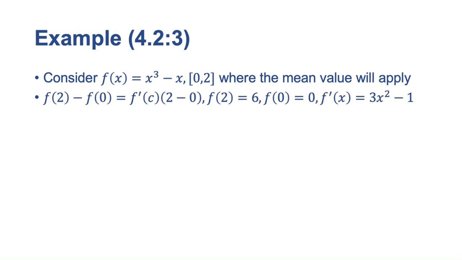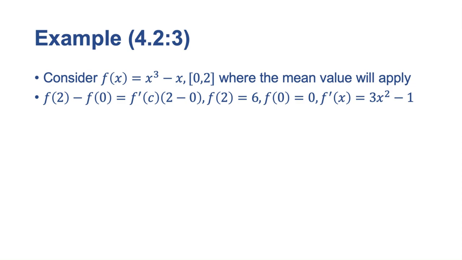So we're going to take f of 2 minus f of 0 equals f prime of c times 2 minus 0. Now, of course, we are going to want to know our endpoint values, as we need to take f of 2 and f of 0. So f of 2 is 6, and f of 0 is 0. And we also should know our derivative, and our derivative is going to be f prime of x equals 3x squared minus 1.